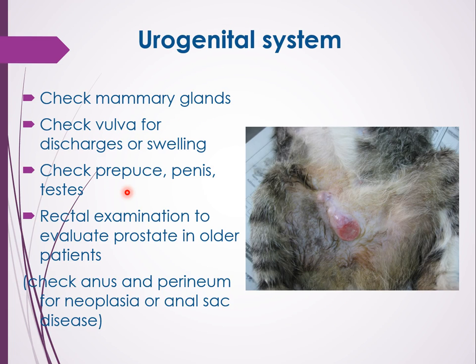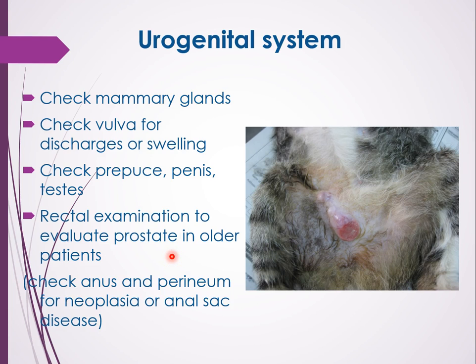Okay. So urogenital system, you have to check mammary glands, be it a female cat or dog or male cats and dogs, because males do have mammary glands, and they do have mammary gland tumors. You have to check all mammary glands. You have to check the vulva for discharges or swelling. For males, you have to check the pubis, penis, and testicles. You have to extrude the penis out of the prepuce in order to appreciate whether there is any abnormality or not.